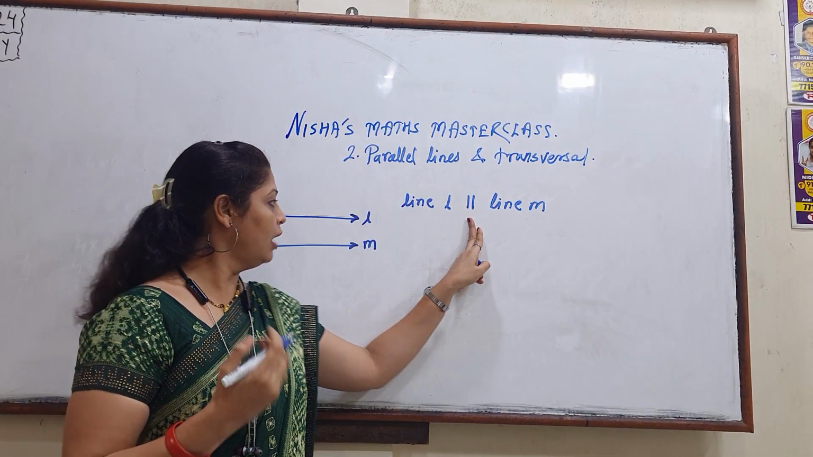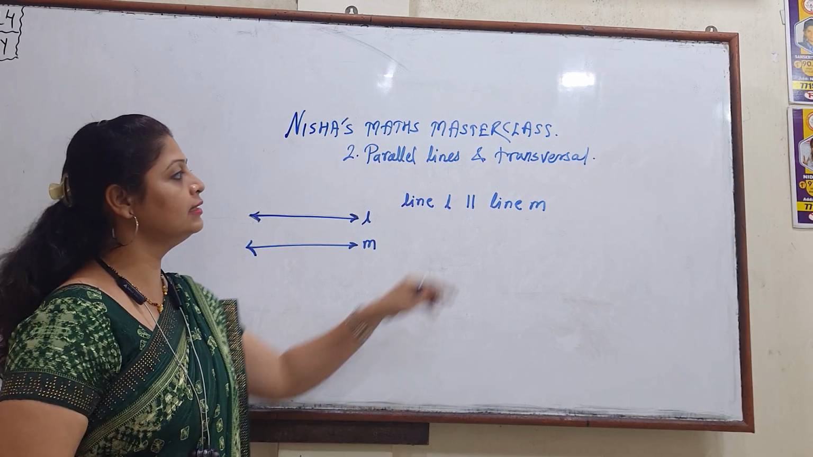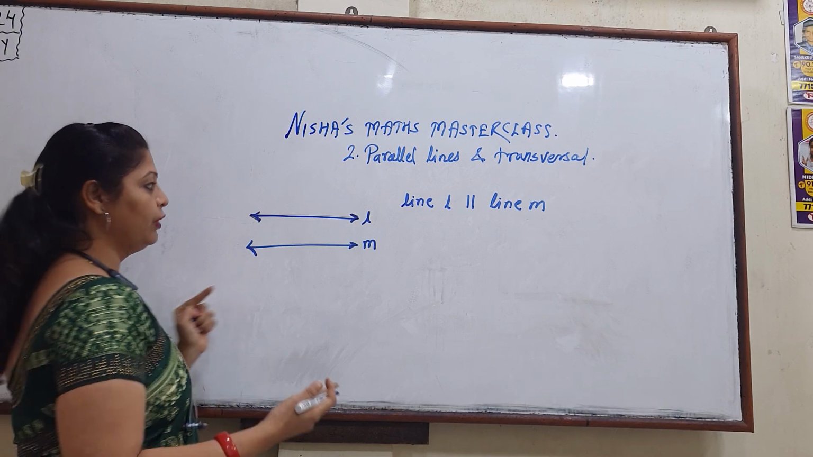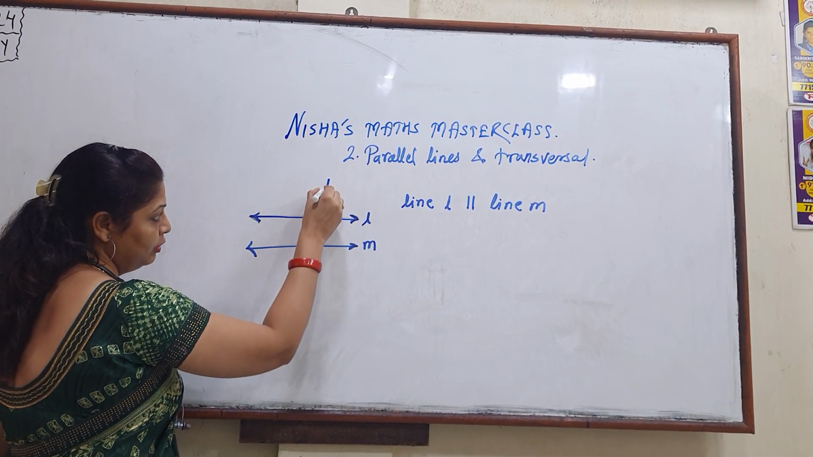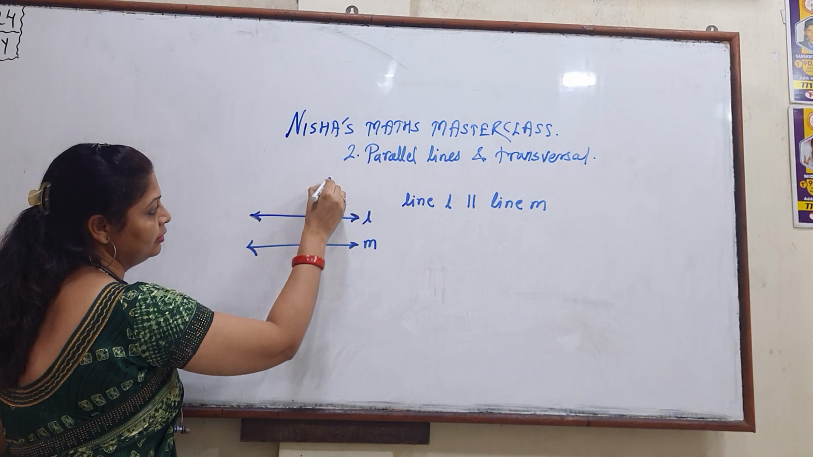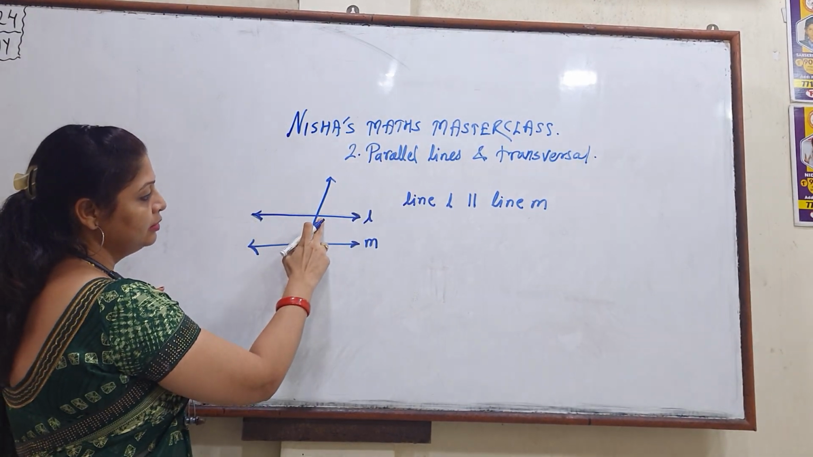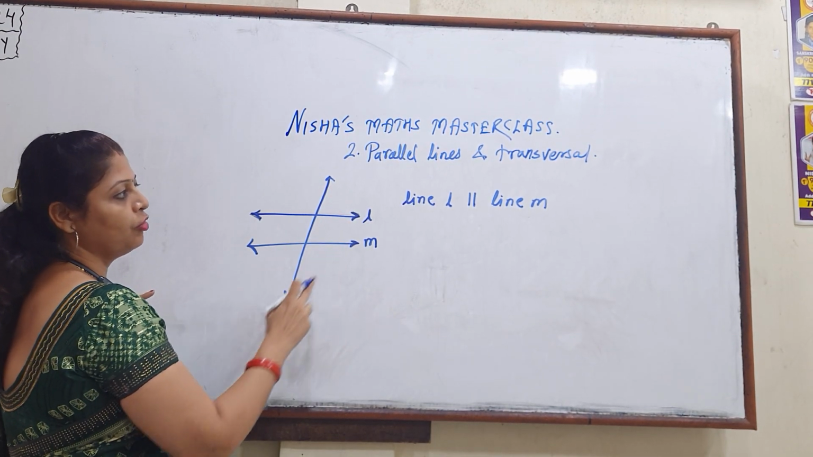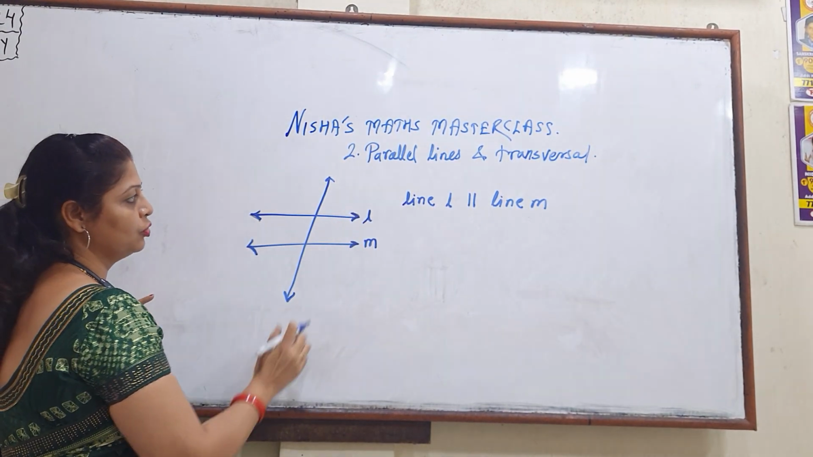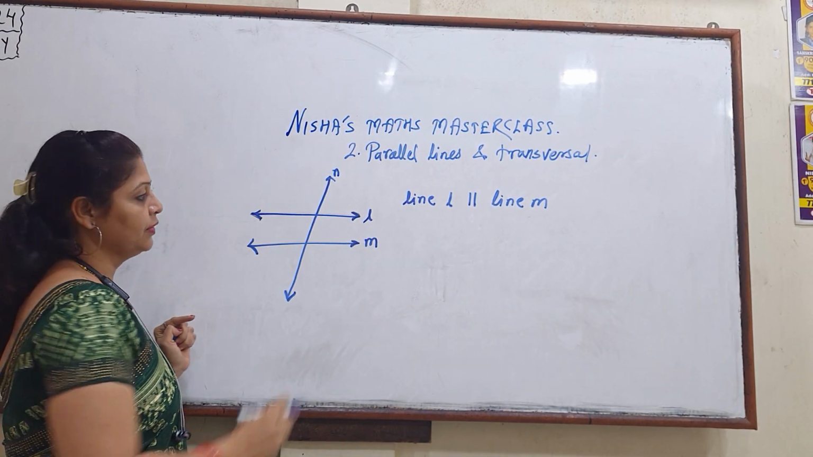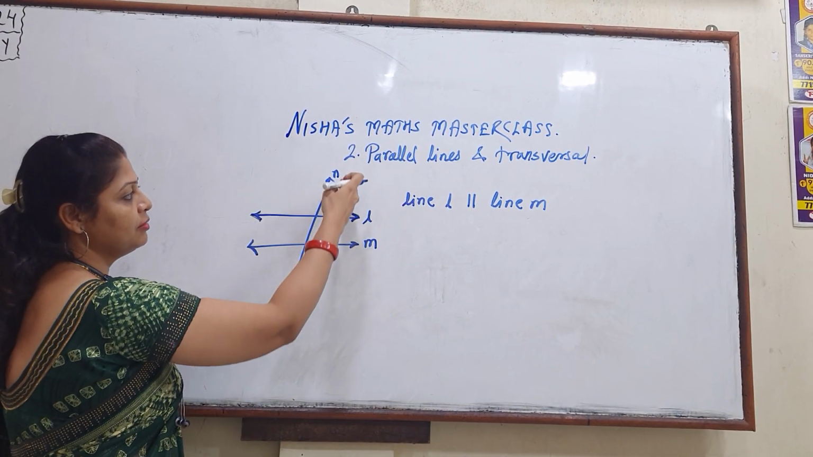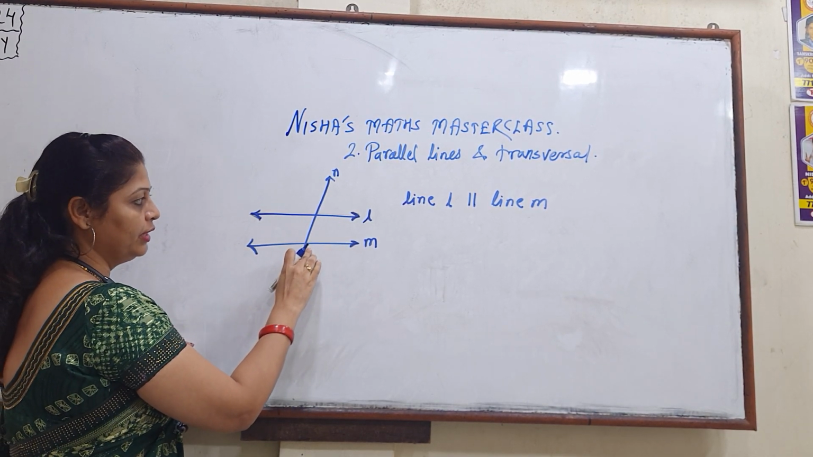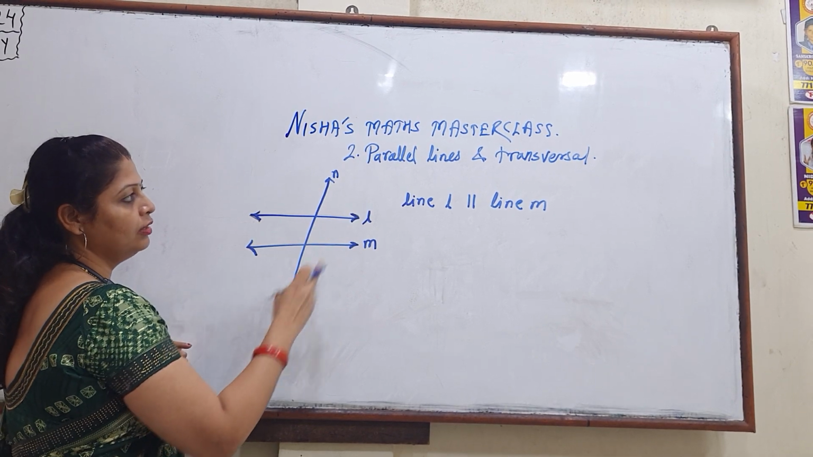Next thing in this lesson is the transversal. What is meant by transversal? When we draw parallel lines and then one line intersects both of these parallel lines, each at a point, this line is called the transversal of the two parallel lines. Got it everyone? Two parallel lines are there, and the transversal is the line which intersects both the lines at distinct points.